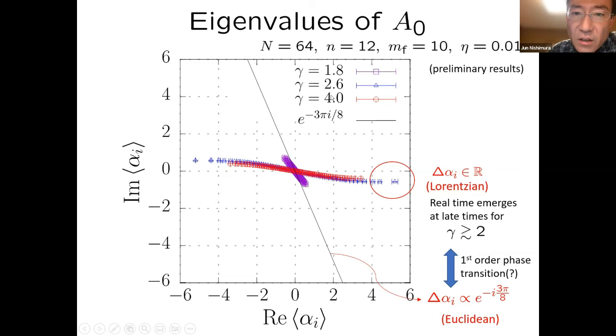But when gamma is large enough, you find that the eigenvalues of A0 are almost real. And in particular, at late times, there is no slope. It is parallel to the real axis, which means that indeed real time emerges at late times if gamma is larger than 2 or something.